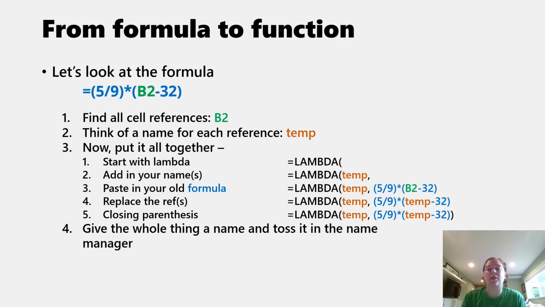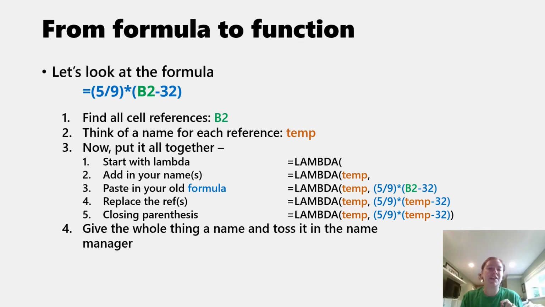So first, of course, we have to start off with equals lambda. You can't make a lambda without the lambda function. And then after that, we're just going to add in our name here. So equals lambda temp. Now, the next thing's pretty easy. Just paste in your old formula as is.